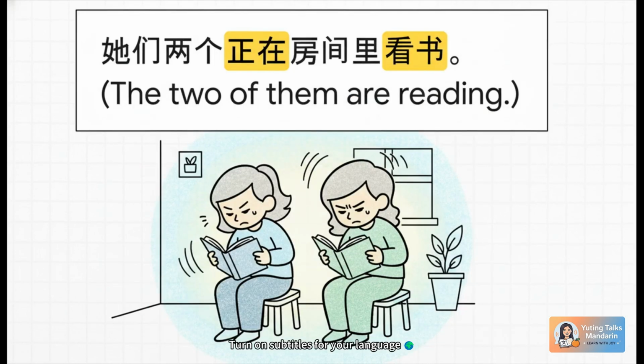And here's another great one, check this out. 他们两个正在房间里看书. So, the two of them are reading in the room. In this one they used 正在, which really emphasizes that the reading is happening as we speak. You can practically see how focused they are, can't you?